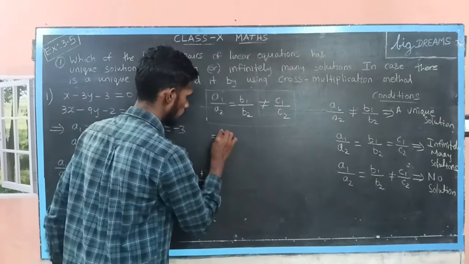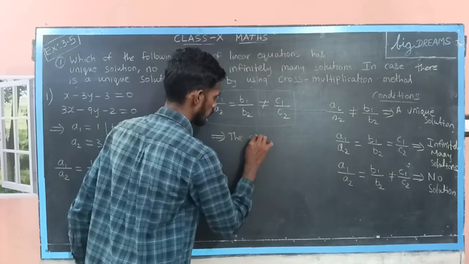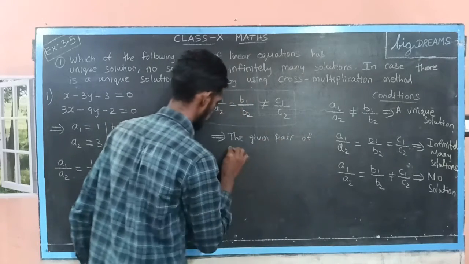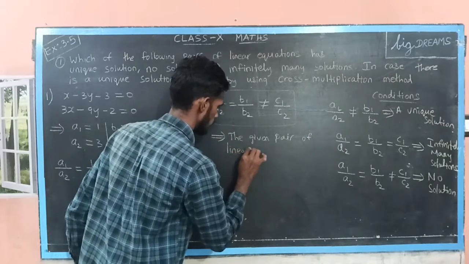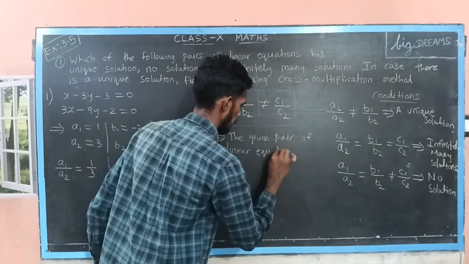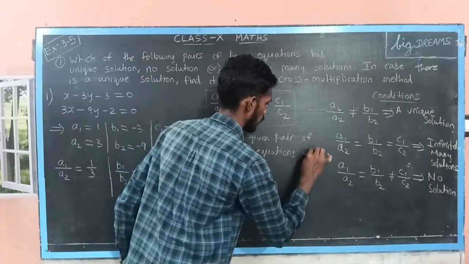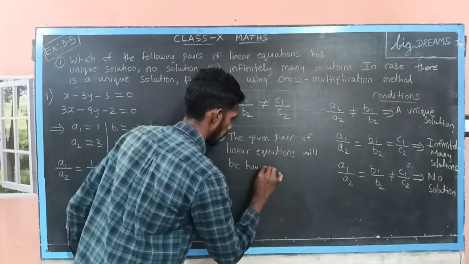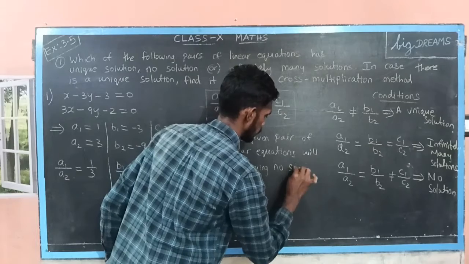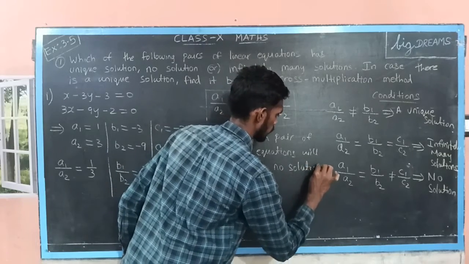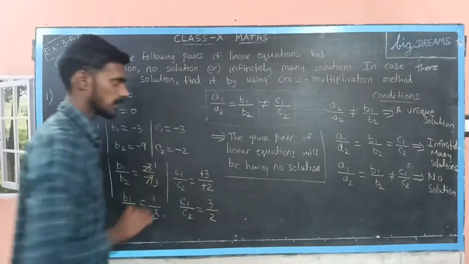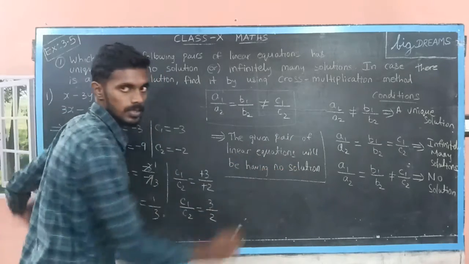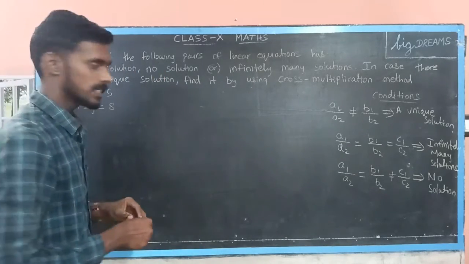So let us conclude that the given pair of linear equations will have no solution. Clear? So the given pair of linear equations will have no solution.